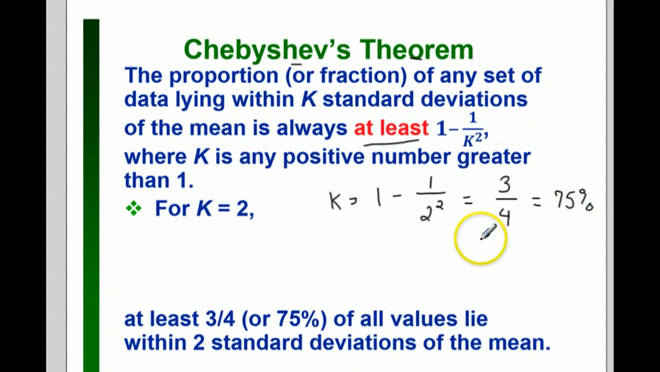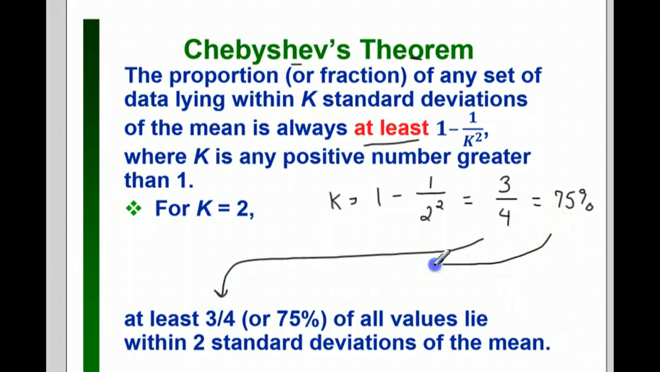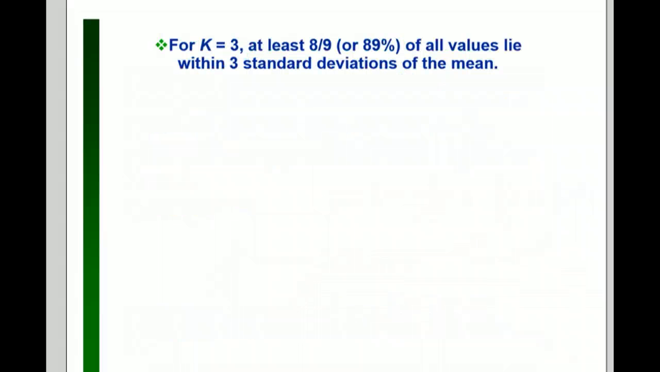Alright, and that's where these values are coming from down here. So, no matter your data set, and I was alluding to this in the last video, 3/4 of your data falls within 2 standard deviations, leaving only 25% to fall outside of that. Alright, and then if we extend that to 3 standard deviations, it goes to 8/9, or roughly 89%.